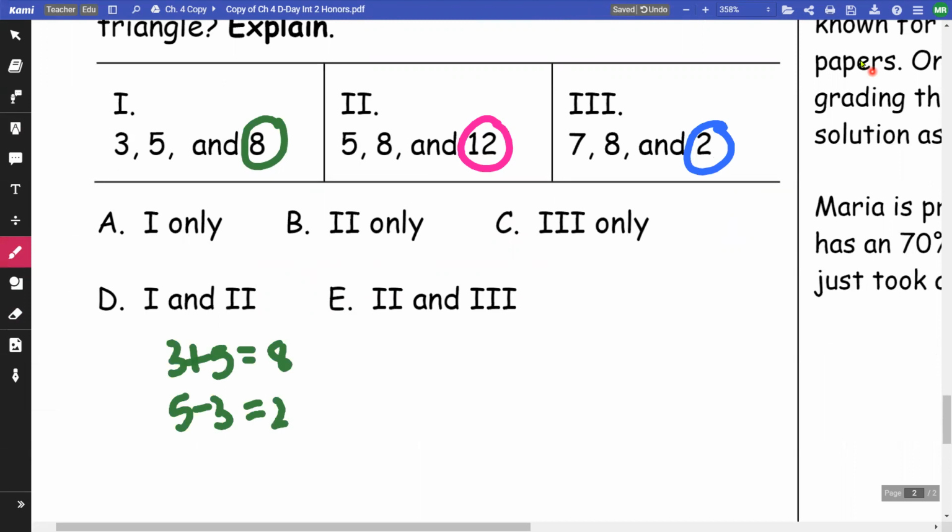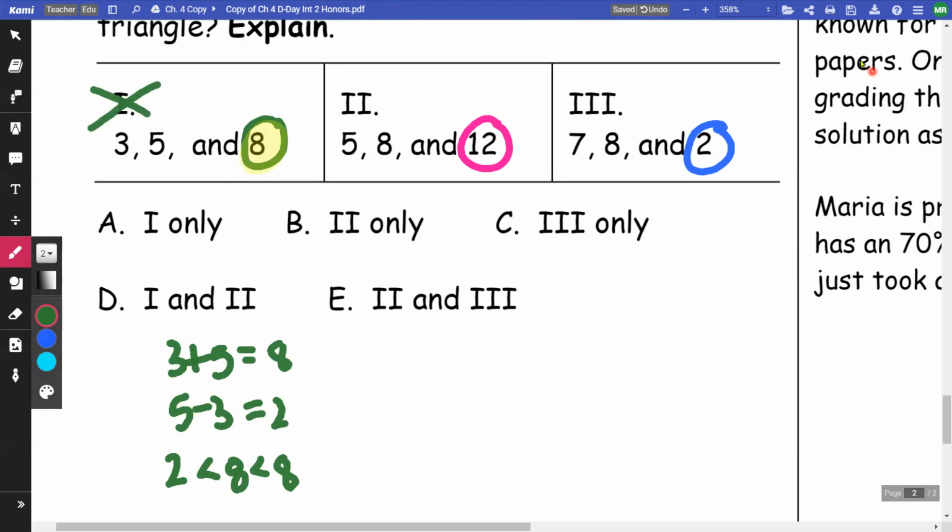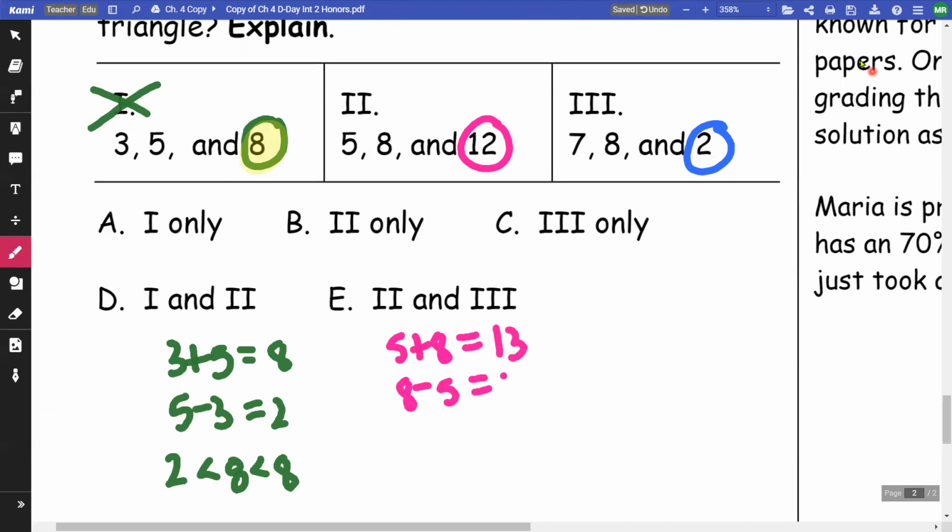So what has to be true is this 8 right here has to be in between these two. So basically 2 less than 8 less than 8. That is not true because 8 cannot be less than 8. So that is not going to be an option. Okay. So let me try the next one, 5, 8, and 12. So I'm going to add 5 and 8. I'm going to subtract 5 and 8. I get a 13. I get a 3. Is 12 in between those? Yes, 12 is in between 3 and 13. So this is a yes.